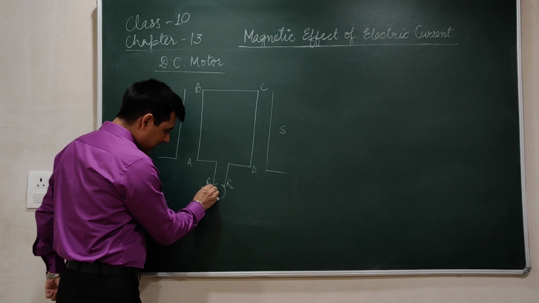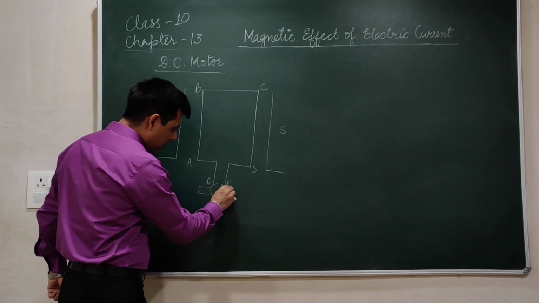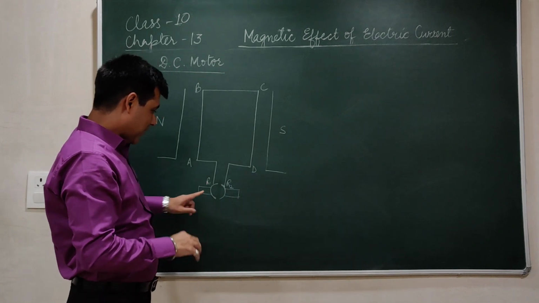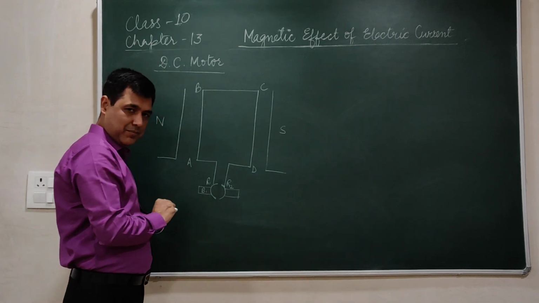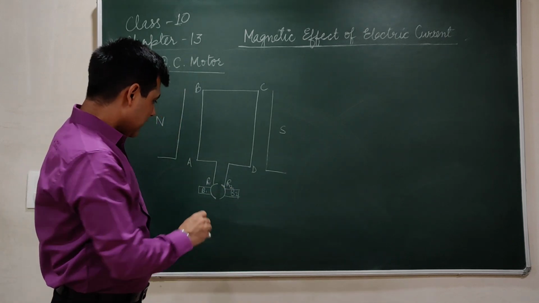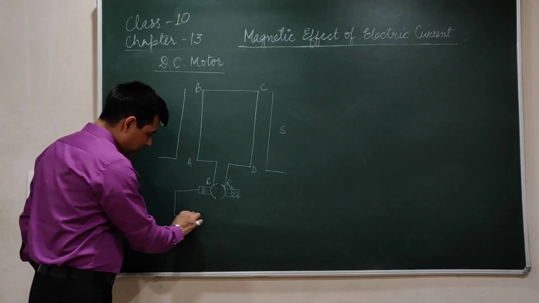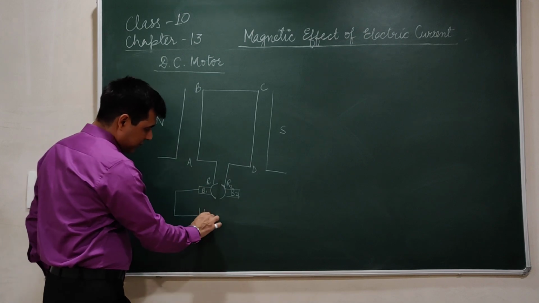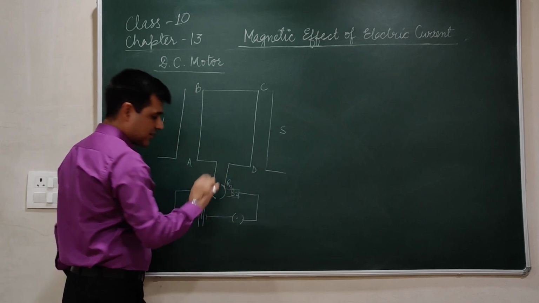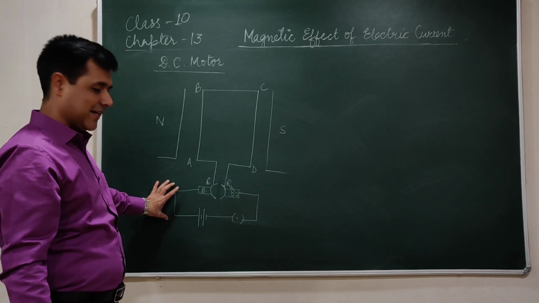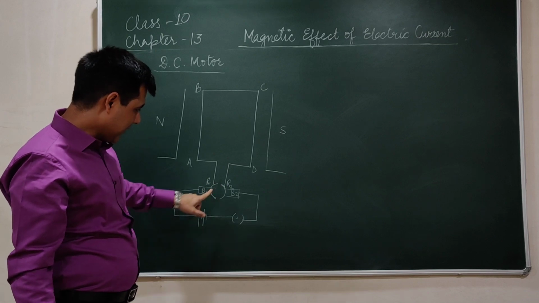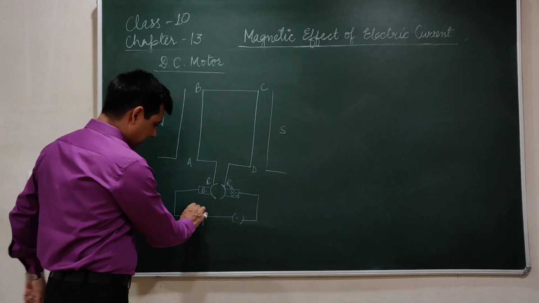Now the split ring is in contact with a pair of carbon brushes respectively. So R1 is connected with carbon brush B1, and R2 is connected with B2 brush. Then these two brushes are in contact with the circuit. A battery can be used and we can use a switch or a key. So this makes the complete circuit. So this portion is known as external circuit and this is known as internal circuit. Armature coil, split ring, carbon brushes, battery and a key.